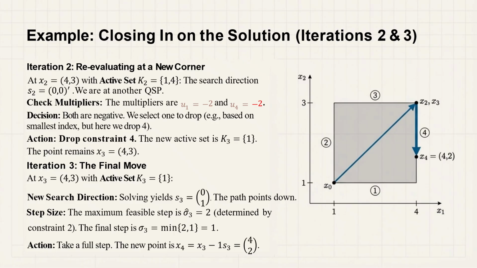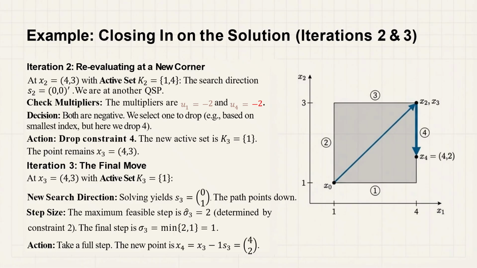Iteration 3, the final move. In the third iteration, we have only one active constraint, which is number 1. By solving the system again, a new search direction is obtained that points directly downward. Step size. By calculating the distance to the first obstacle, we find that the objective function's minimum is reachable before hitting any new boundaries. Therefore, we take a full step of 1.